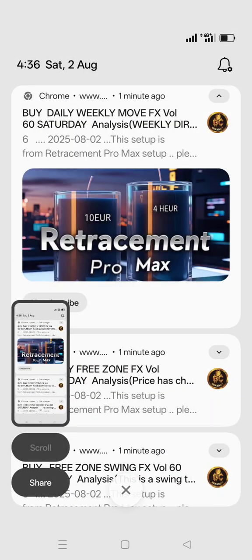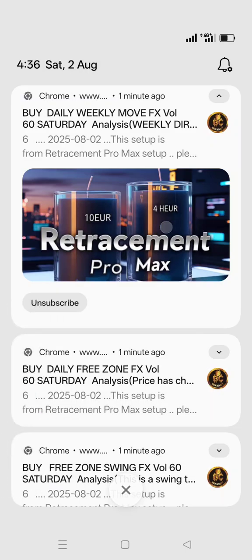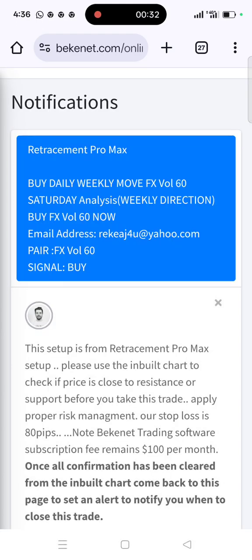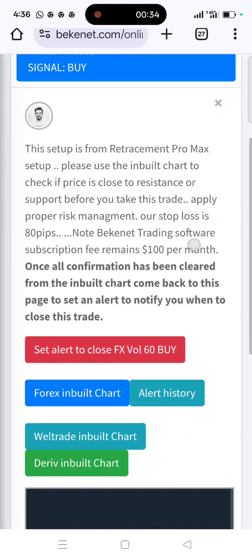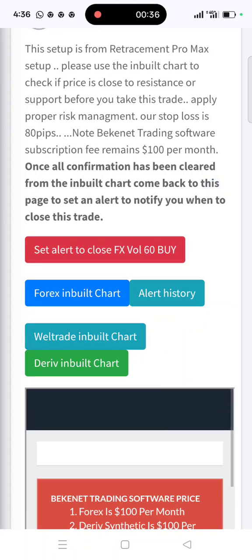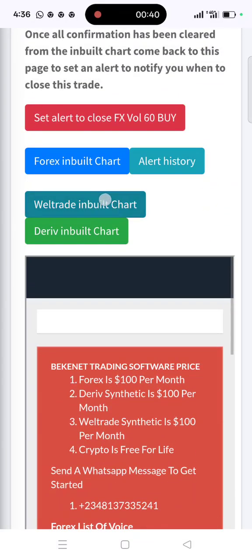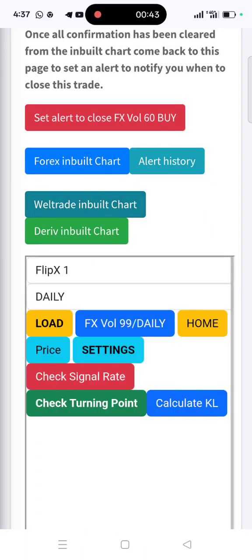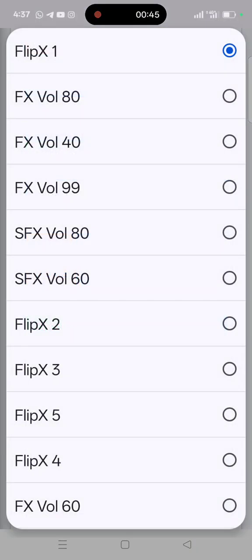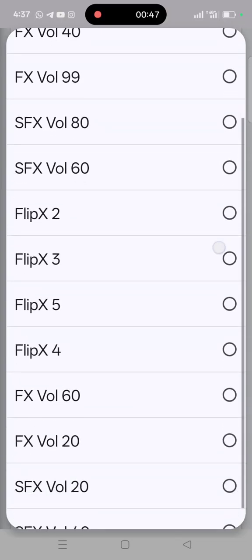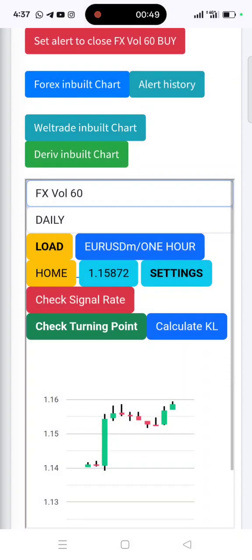Okay, so now this trade, the first thing to do is for me to click on it. When I click on it, it takes me down here. Now what do I do? This is a buy. This is a Weltrade alert, so I come to Weltrade inbuilt. I click on Weltrade, then select vol 60, FX vol 60. I've selected FX vol 60.